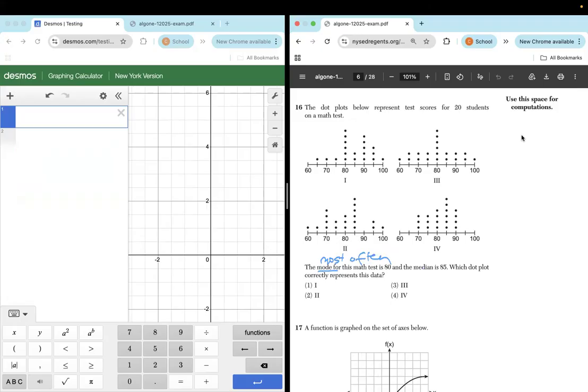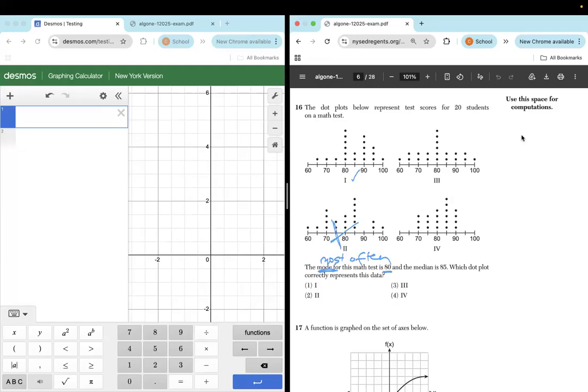So this means there was one 60. This means there were two 70s. So basically we need to look for which data set has 80 as the most often number, which would mean the most amount of dots on top of it, which would mean the tallest. So in the first one, 80 is the tallest, so it could be the first one. In the second one, 80 is not the tallest. See this? It's not the tallest, not the one with the most dots. So it's not choice 2. 80 is not the mode.